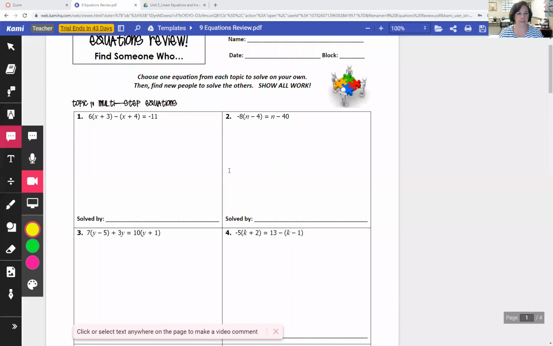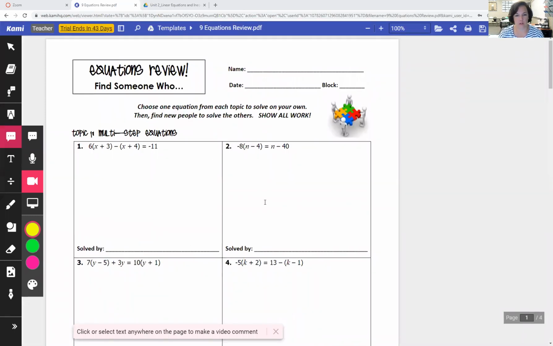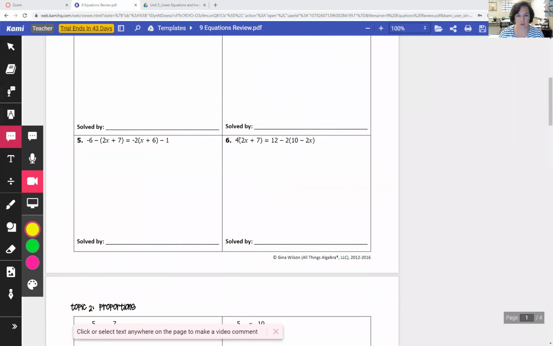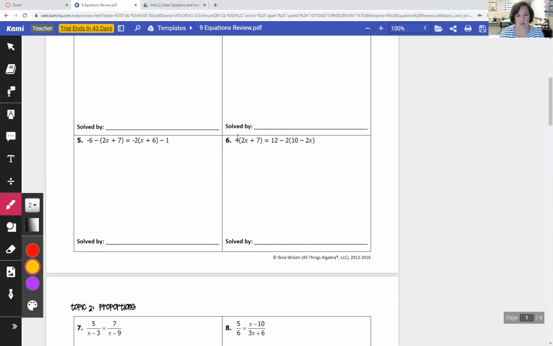Okay, so here we go. Here is our equations review worksheet. I'm going to go through this equation right here, number 6. The first thing we want to do is distribute our numbers through the parentheses. So we're going to do 4 times 2 and 4 times 7 on this left side. 4 times 2 is 8, and then 4 times 7 is 28.